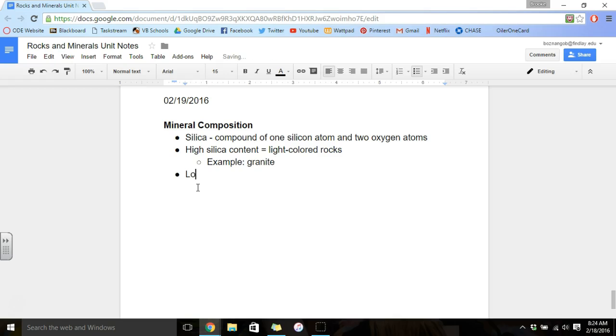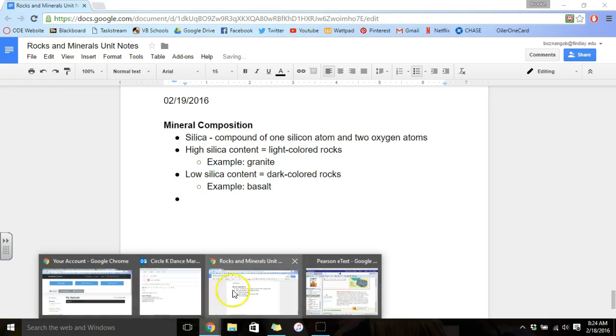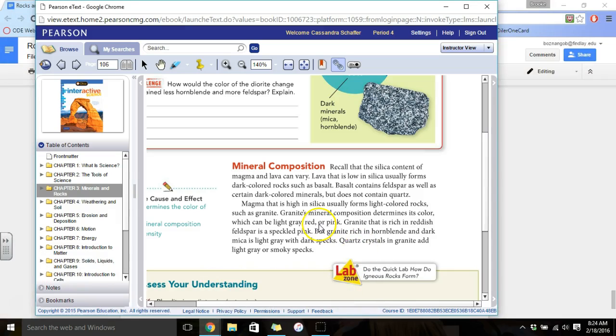And then it talks about low silica content. When it has a low silica content, we get dark-colored rocks. And the example for that one was basalt. And then it brings up one more important thing.